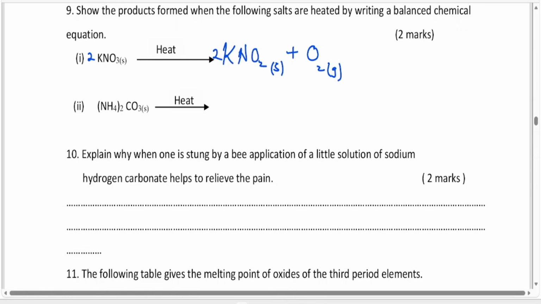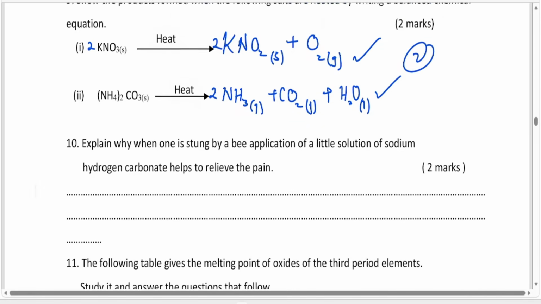Then ammonium carbonate is affected by heat and leads to formation of 3 gases: ammonia gas, carbon dioxide, and water. So in this case, I obtain ammonia gas, carbon dioxide, and water. I balance the equation by putting a 2 at this point to make the equation balanced. So completing and ensuring the equation is balanced, you get 1 mark each.